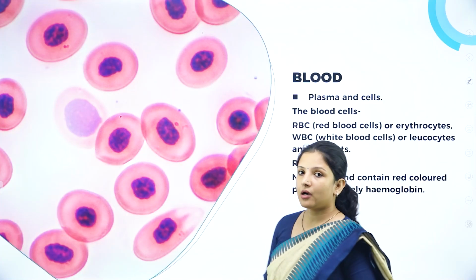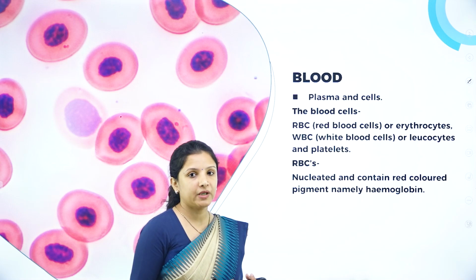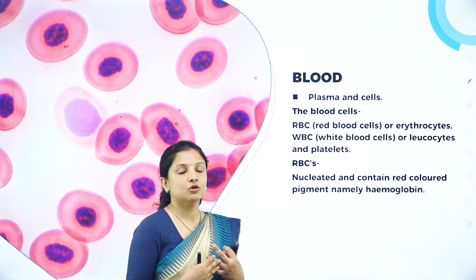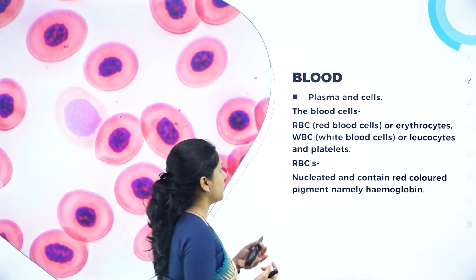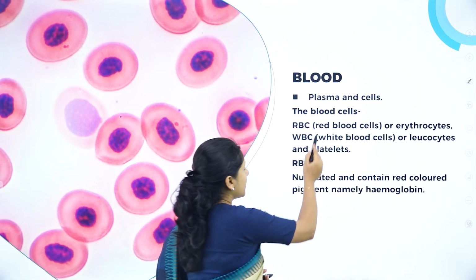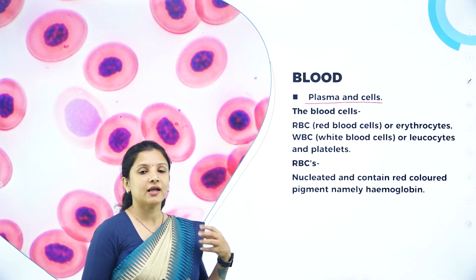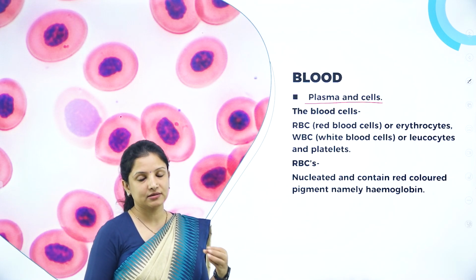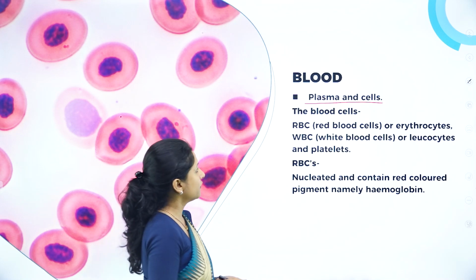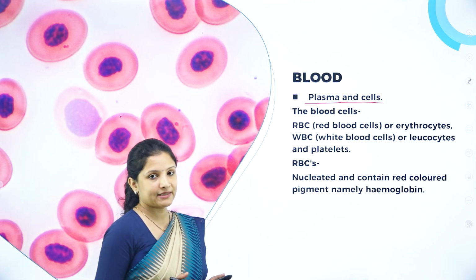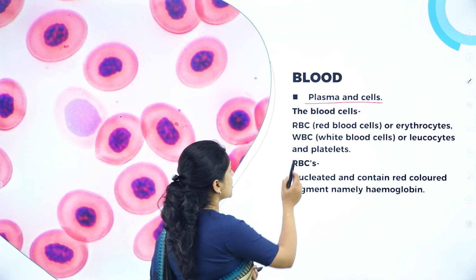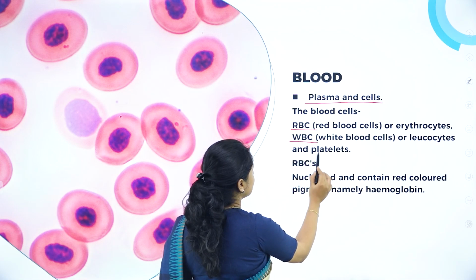So next, talking about the blood or the blood circulatory system. So what is blood? What is it made up of? Blood contains plasma and cells, whereas the plasma is the colorless fluid which acts like a defensive mechanism, protecting the body of the frog. And talking about the blood cells, it is made up of RBCs, WBCs and platelets.